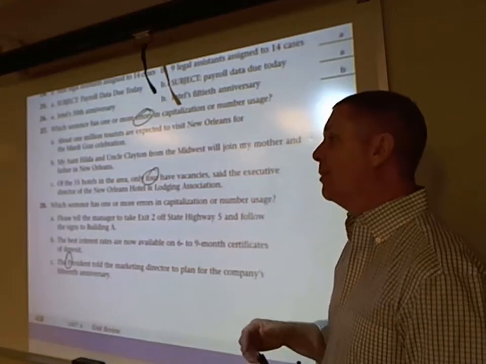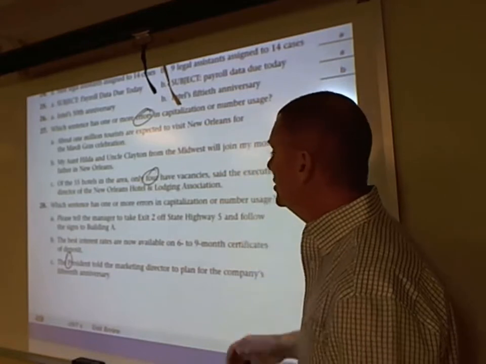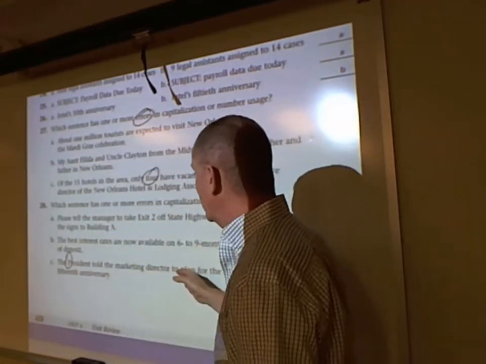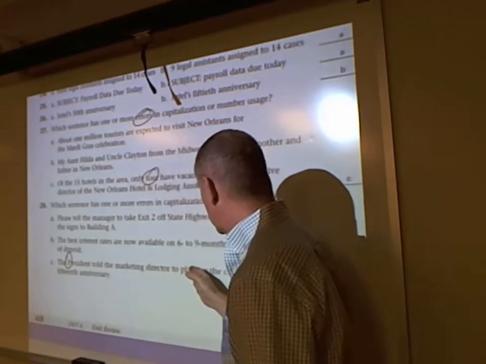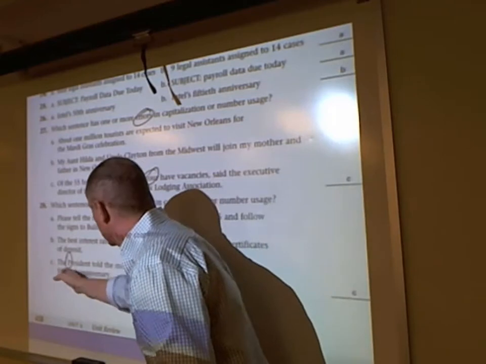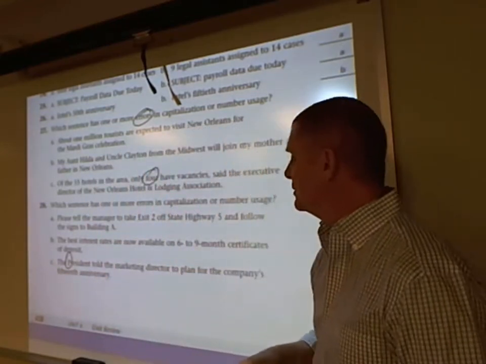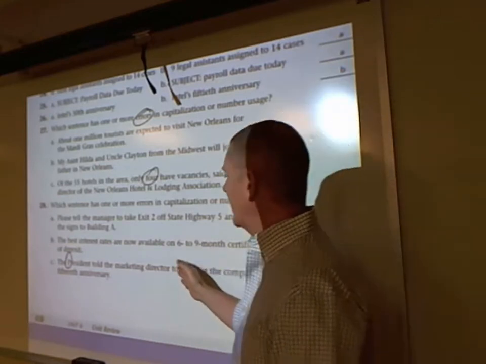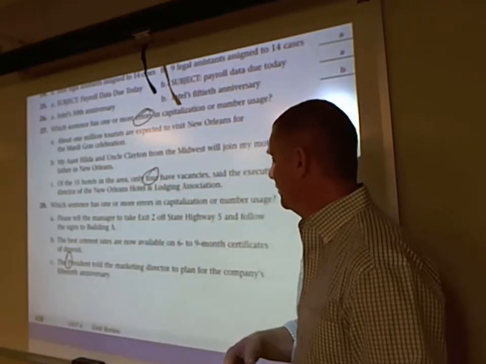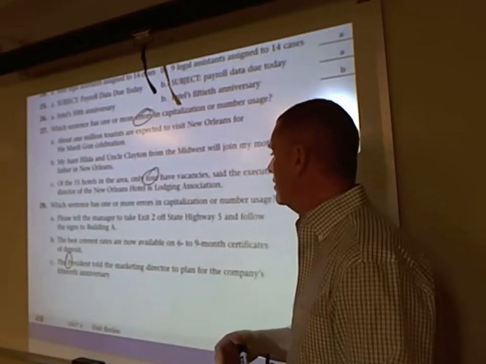Then the president told the marketing director, okay, so this doesn't appear to plan for the company's 50th anniversary. 50th anniversary is one word, and so it's spelled out, which is correct. The only error here is president should not be capitalized, not used as a title, not used for legal documentation, not used for minutes of a meeting, so therefore president should be lowercase. So letter C indicates the error.